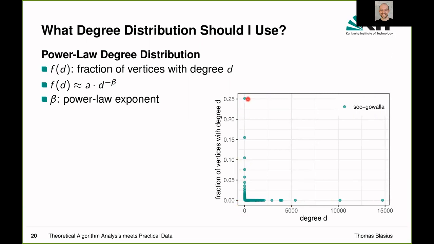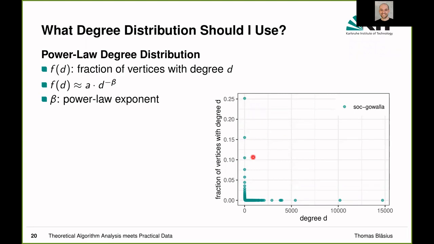So this point up here tells me that 25% of the network have degree 1. This point tells me roughly 15% have degree 2, roughly 10% have degree 3, and so on. So the fraction drops quickly, but then you have this heavy tail where you still have some vertices with degree almost 15k. Every time you see something like this, you should assume it's some kind of heterogeneous degree distribution.